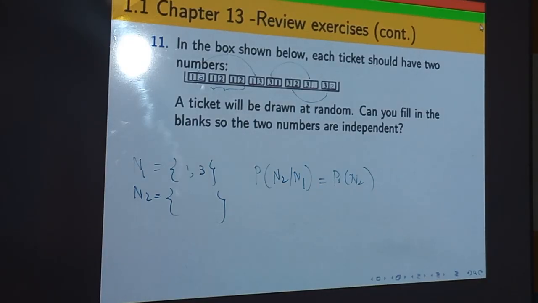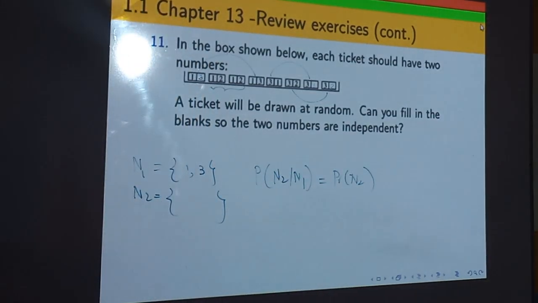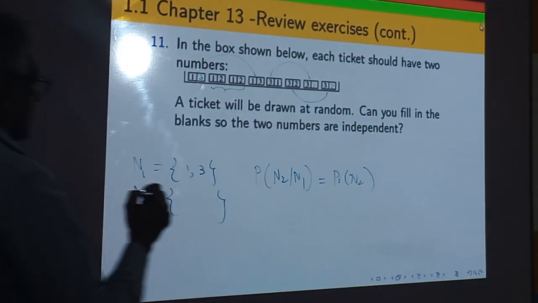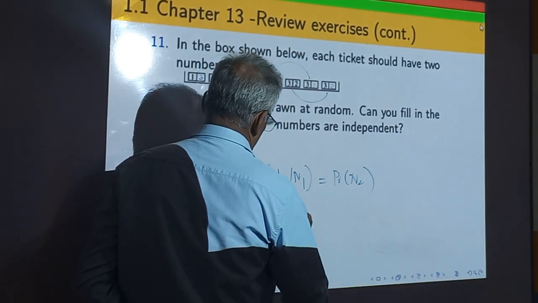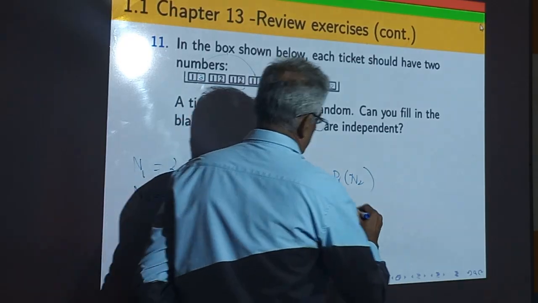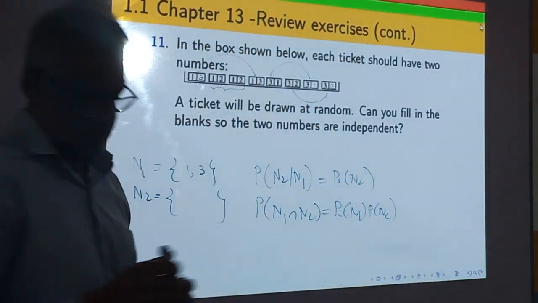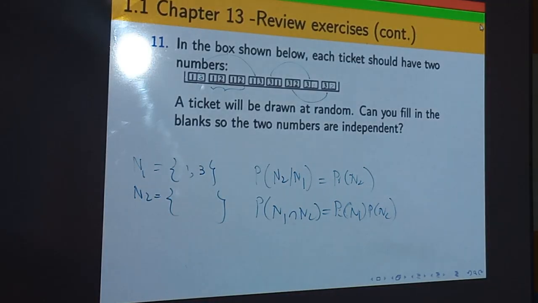So in that case, when you calculate this probability, they will be the same. Or you can say that the probability of n1 intersection n2 should be equal to the probability of n1 times the probability of n2. That will happen only if you have the same number each.